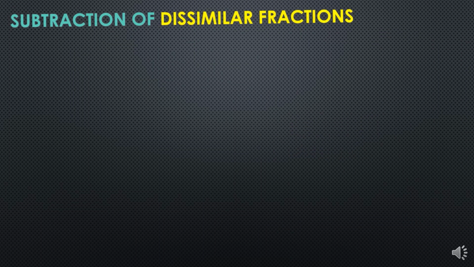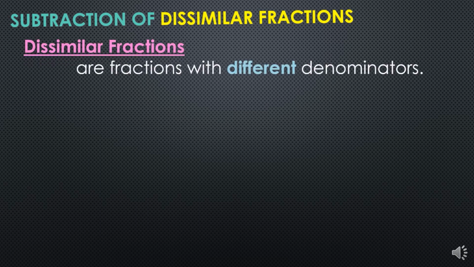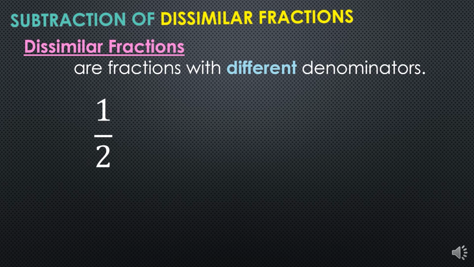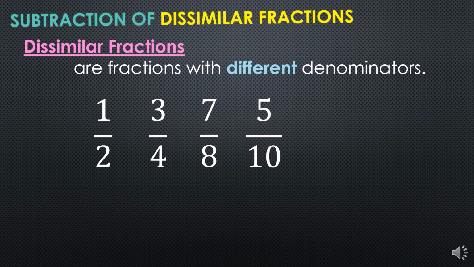Alright, when we say dissimilar fractions, these are fractions with different denominators. For example, 1/2, 3/4, 7/8, 5/10, and 12/21. As you can see, the denominators are not the same. We have 2, 4, 8, 10, and 21. If the denominators are not the same, these are called dissimilar fractions.